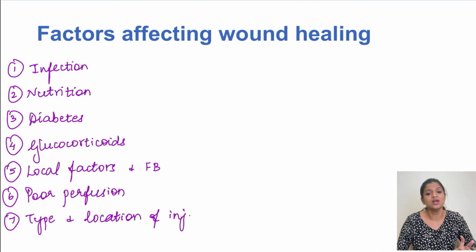Then we have the type and location of the injury. The type of cell which was injured. We spoke about labile cells, stable cells. So what kind of cells are being injured? What kind of injury? The primary union, secondary union, what kind of injury is going to happen? And the extent of the injury. Is it mild? Is it severe? So all of these factors are going to contribute to wound healing.